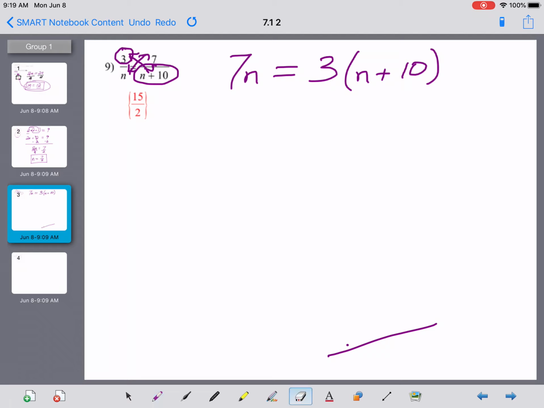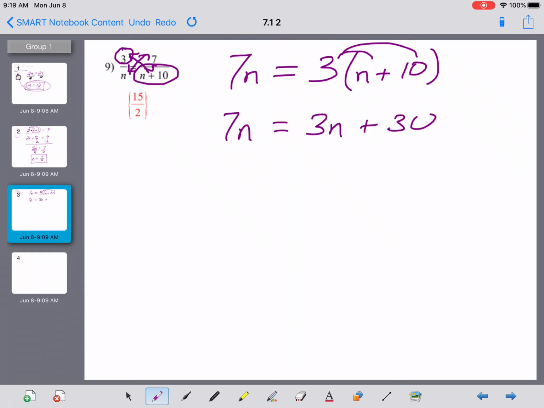Okay, that is an easy thing for people to forget as they're going through this. All right, let's see what we can do here. We're going to have to use the distributive property next, so that's going to be 7n is equal to 3 times n is 3n, 3 times 10 is going to be 30.